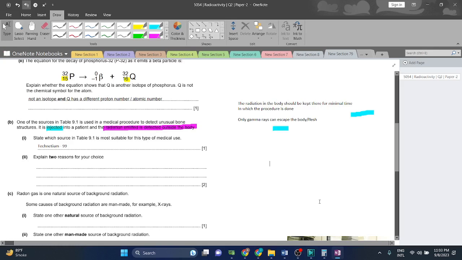Okay, we have already seen the reasons. The reasons for our choice are: the radiation in the body should be kept there for a minimal amount of time in which the procedure is done. Only gamma rays can escape the body slash flesh.